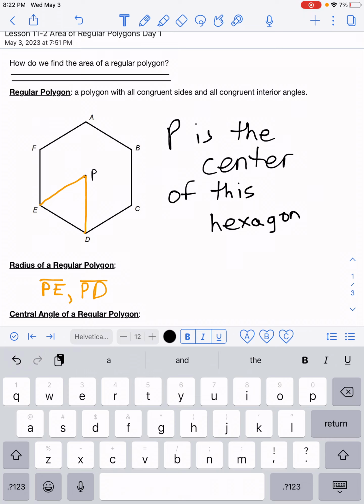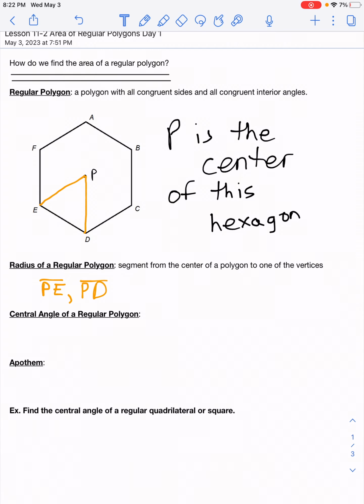So my definition here is a segment from the center of a polygon to one of the vertices or one of the corners. For example, that could be PE or PD.